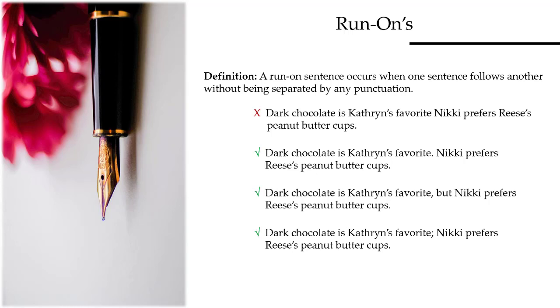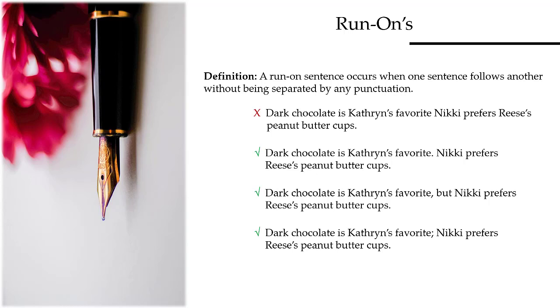Here's an example of a run-on sentence. Dark chocolate is Catherine's favorite. Nikki prefers Reese's peanut butter cups. You may be able to tell that there are two complete thoughts. Dark chocolate is Catherine's favorite, and Nikki prefers Reese's peanut butter cups. In both of these, we have a subject, a verb, and an object, but in this case, the student has run them on into one sentence.